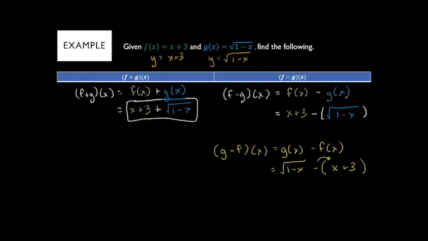So I would need to distribute the negative through here to simplify this further. And so you'd have the square root of 1 minus x minus x minus 3. So it's a different answer than if we did f minus g. It's order of subtraction matters. But what you're doing is you're just literally doing what it tells you to do. If it says to do g minus f, you take those two functions and you subtract them in that order.